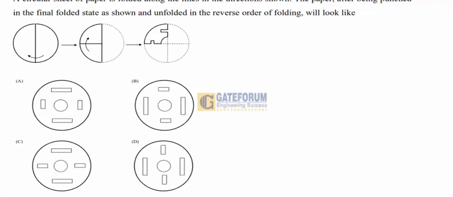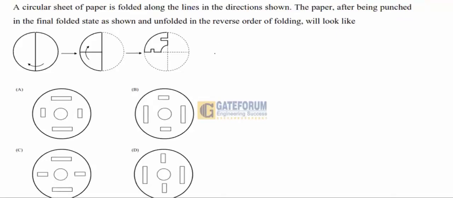A circular sheet of paper is folded along the lines in the directions shown. The paper, after being punched in the final folded stage as shown and unfolded in the reverse order of folding, will finally look like what? See, when I unfold it, there will be a hole at the center because of this. Now this one is a slightly larger cut. So because of that, it will be a larger cut like this. But then this fold will come up to this also here when I unfold it. So that same cut will also be here also, slightly larger.